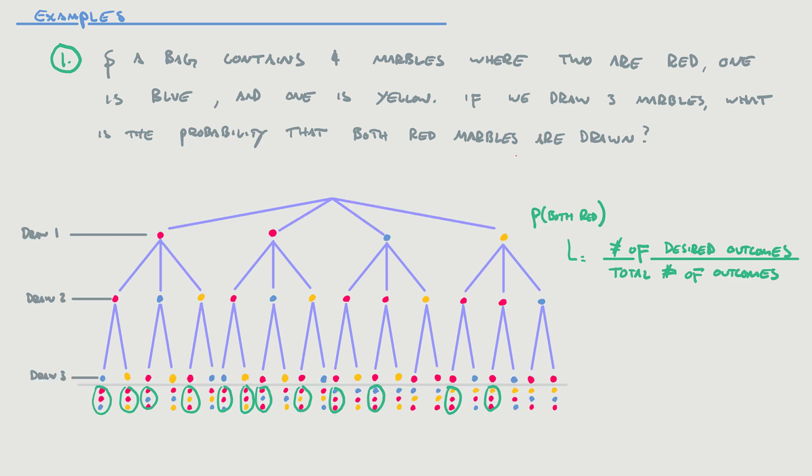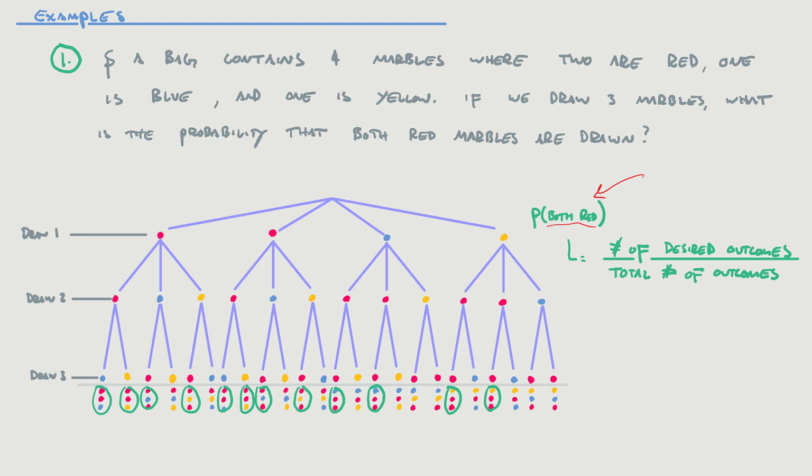So remember that when you're looking at a probability, and here we're looking at the probability that both red marbles are drawn. I just abbreviated with both red, which actually is kind of confusing because we're drawing 3 marbles. So really what this should say is the probability that both red marbles are drawn in 3 draws. But I don't want to write all that, so just pretend that it says that there.